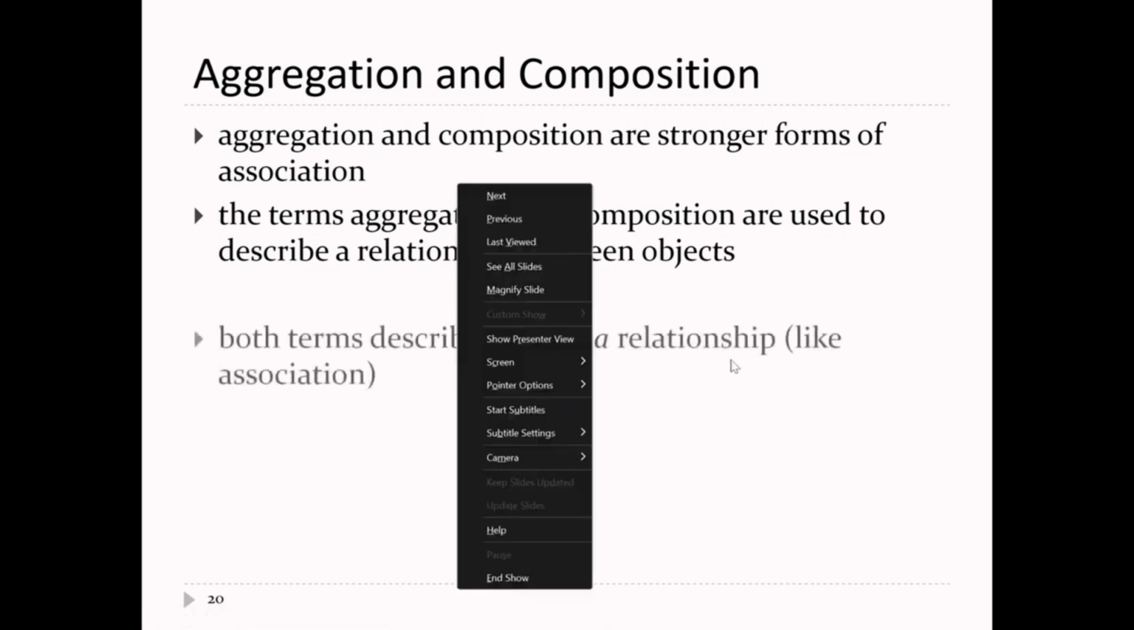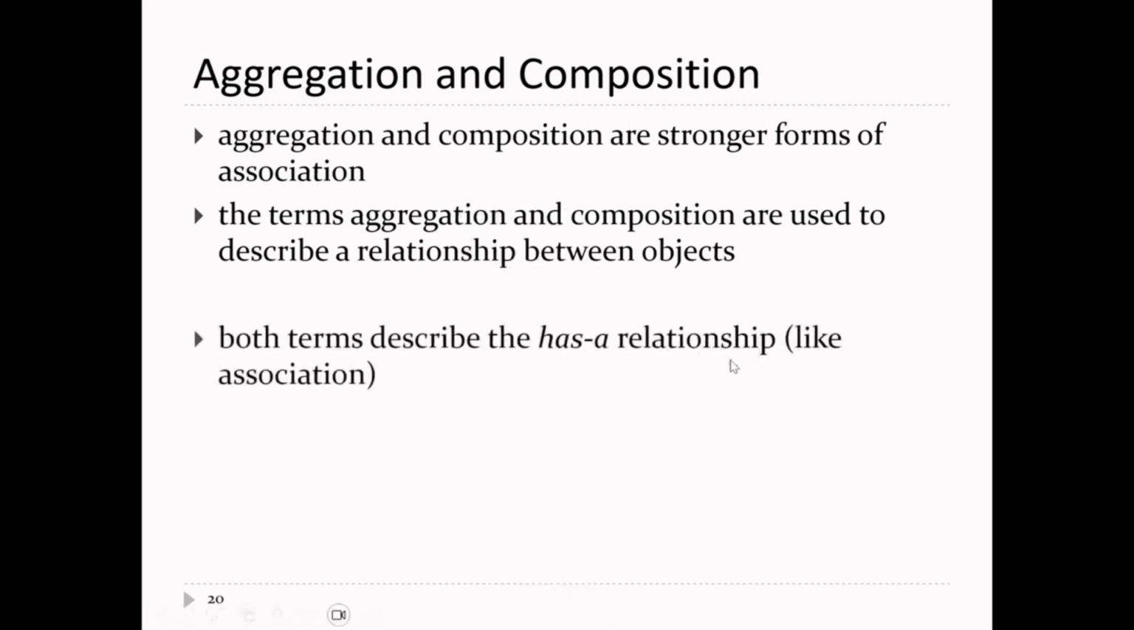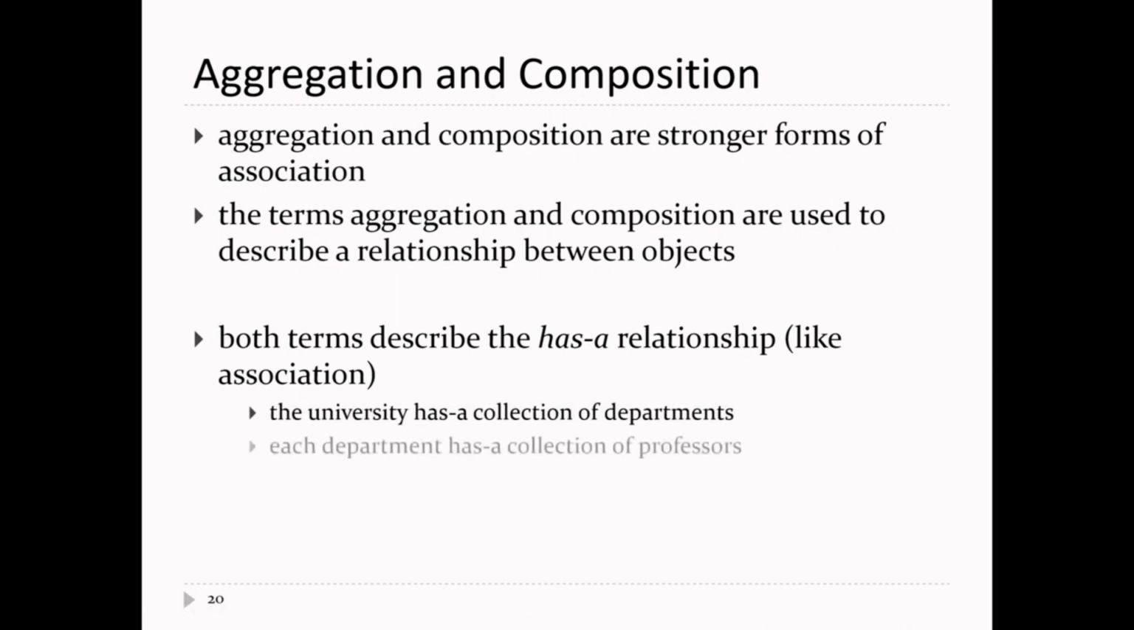Okay, so both terms describe HAS-A. Remember that I just said that association is also the HAS-A relationship. So you know that if something is an aggregation or a composition, it has fields that are of reference type. For example, a university might have a collection of departments, and every department might have a collection of professors. So it still has a. At this point, we still don't know if this is association, aggregation, or composition. Well, we know it's association. We don't know if it's a stronger relationship yet.